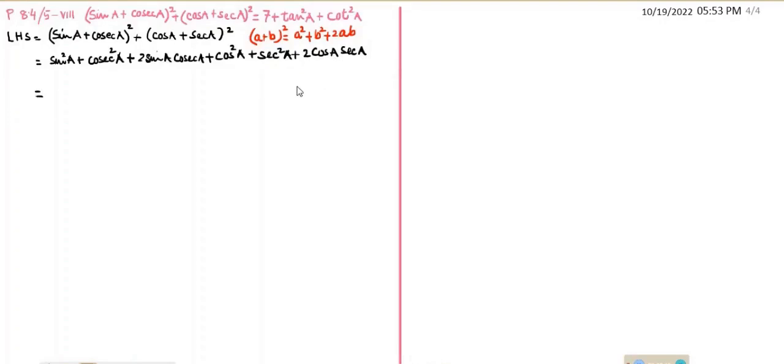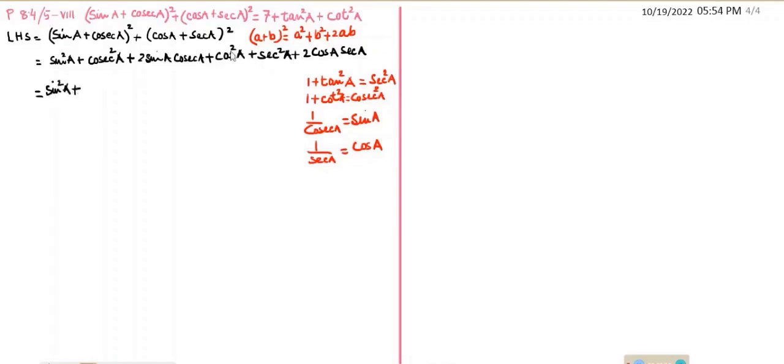Note that the right hand side of the problem has tan square term and the cot square term. We also know that 1 plus tan square a is equal to sec square a, and 1 plus cot square a is equal to cosec square a. We also know that sine and cosec are reciprocal. Similarly, the sec and cos are reciprocal.